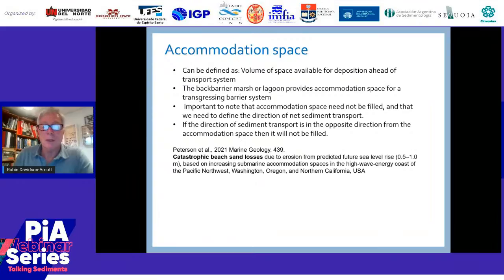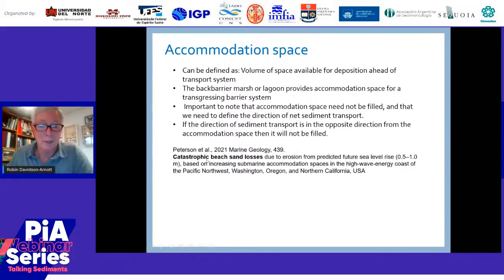We've just been talking a little bit about accommodation space, and this is essentially the space that's available for deposition of sediments. And usually we think of the accommodation space as being downdrift or downstream of whatever the transport system is. So the back barrier marsh or lagoon is an accommodation space for a transgressing barrier. But it's important to note first that you don't have to fill the whole accommodation space necessarily, but more important that we have to define the direction of net sediment transport. And if the direction of sediment transport is in the opposite direction, then the space won't be filled.